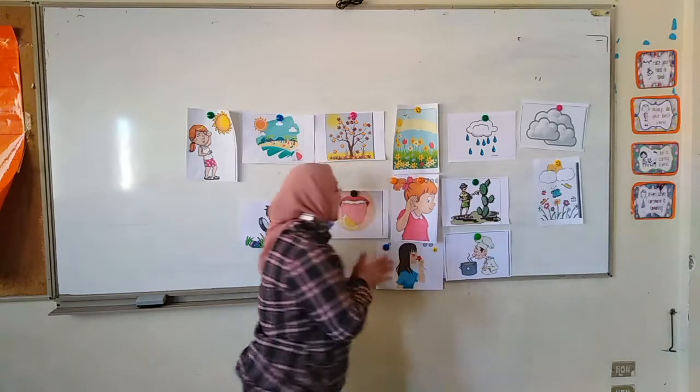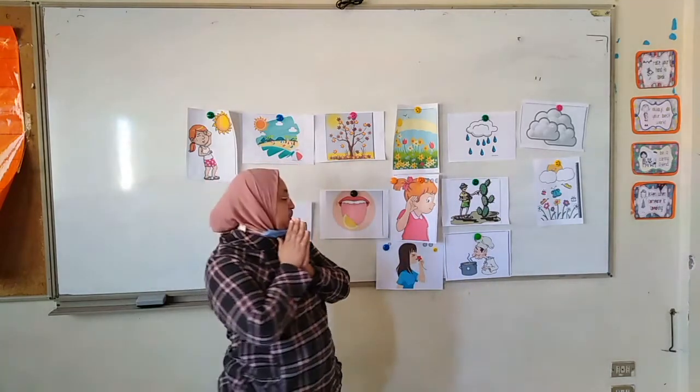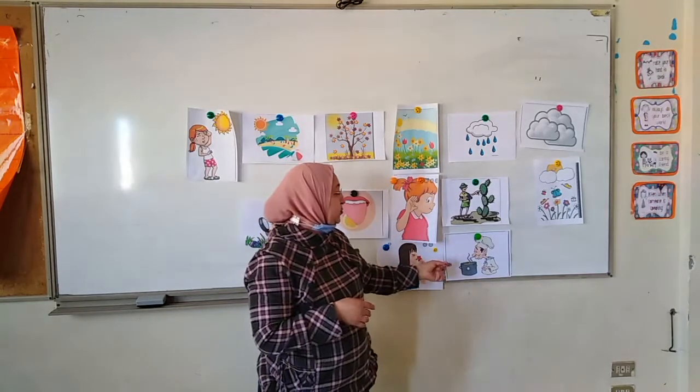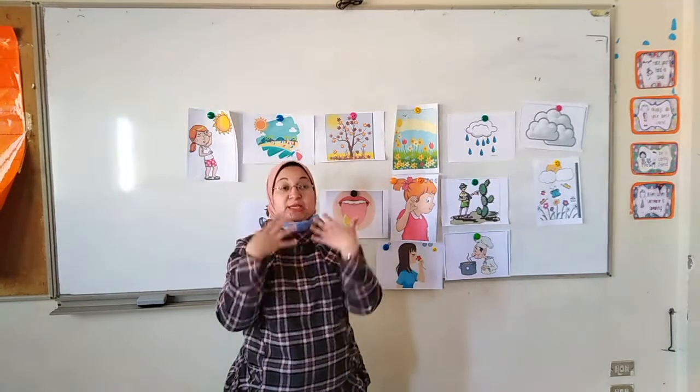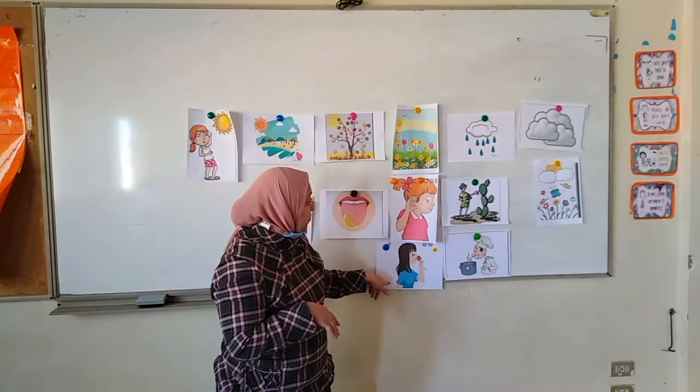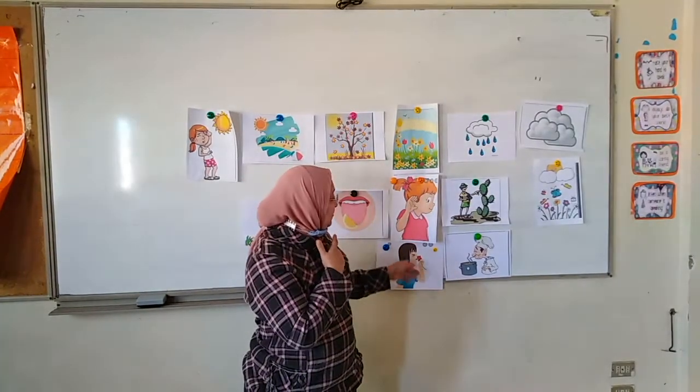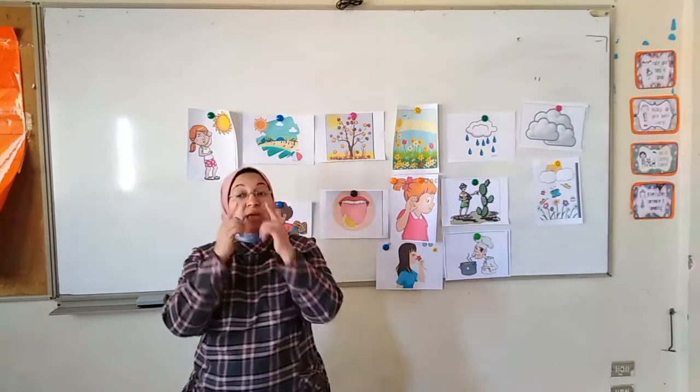Smell, we smell with our nose. This man, for example, is smelling delicious food. It's a yummy food, that's why he's happy when he smells it. And this woman here, or this girl, she's smelling the flowers. Again, it's lovely things to smell. So we use our nose to smell.